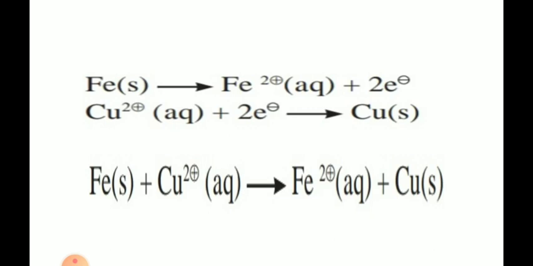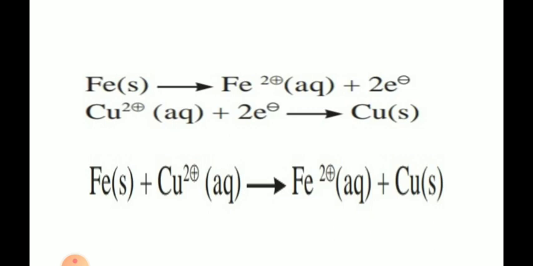So we can also write the balanced equation, or net reaction, from the above two oxidation and reduction processes. The two electrons get cancelled from the first and the second reaction. So in the net reaction, only the species which remain are written here, that is Fe(s) plus Cu2+(aq) gives Fe2+(aq) plus Cu(s).